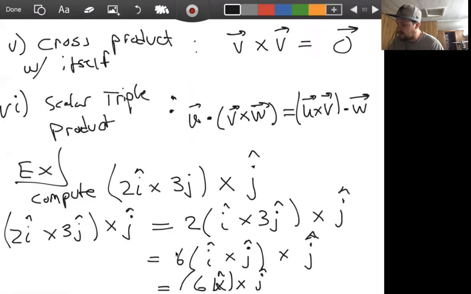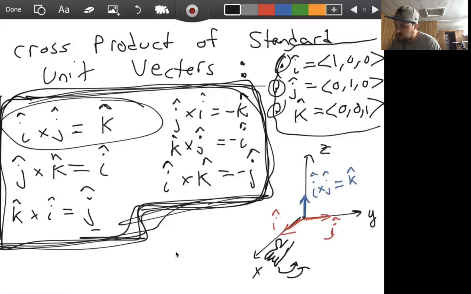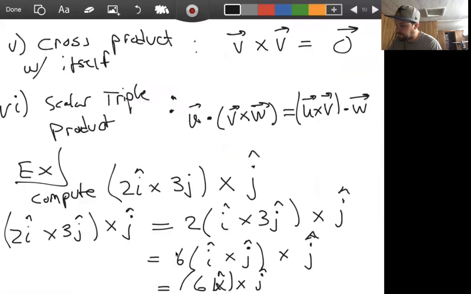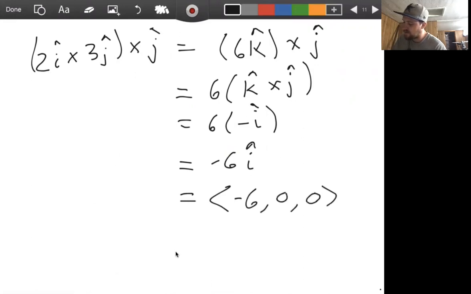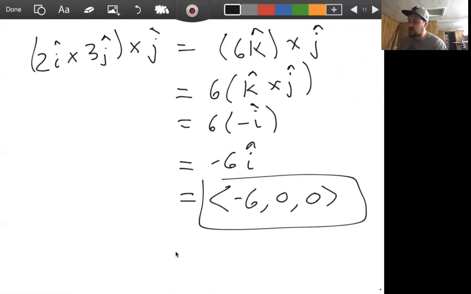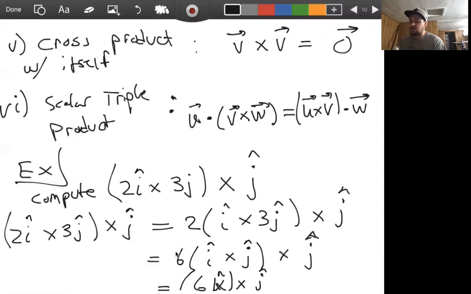Right? We can come back here and verify. I have k hat cross j hat is indeed negative i hat. And so this entire expression simplifies to negative 6 i hat, which is the vector negative 6, 0, 0. So there's an example of understanding the cross product and being able to use some of its basic properties.